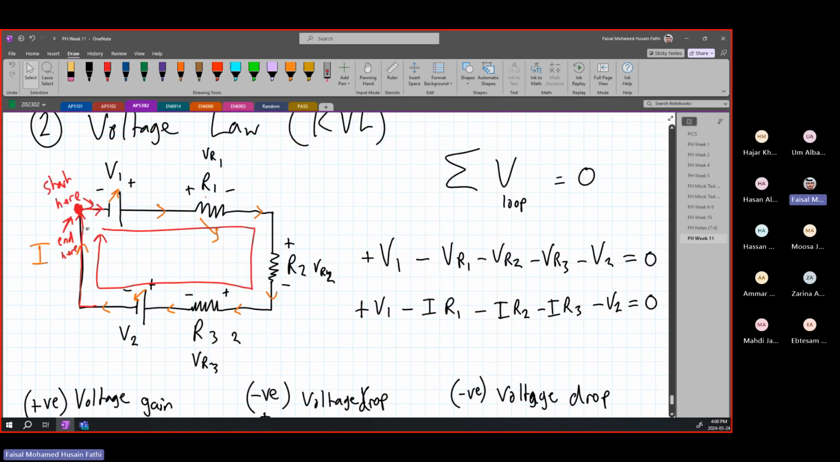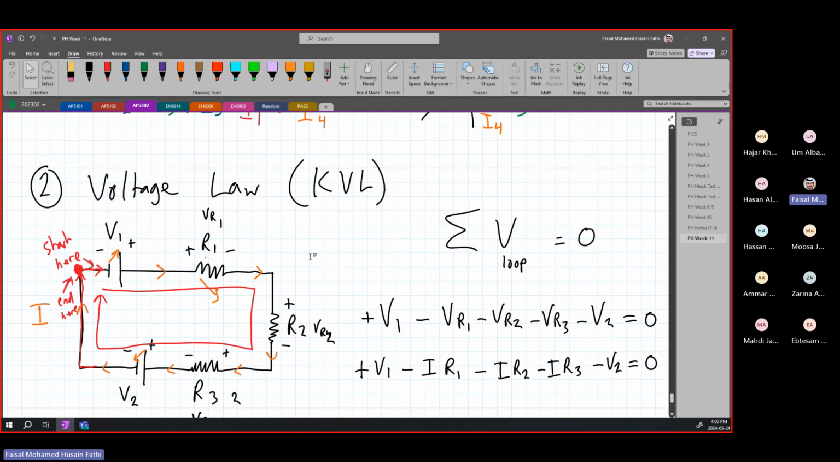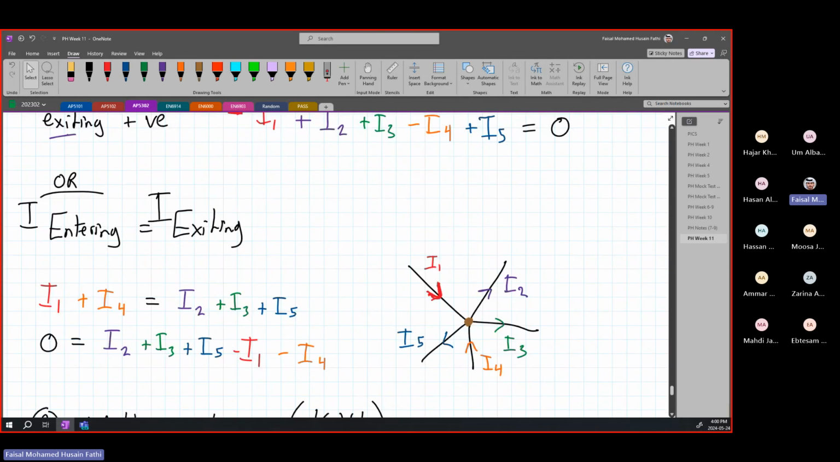All right. And then you're just going to start at a specific point and follow a loop. I'm going to do some examples in the mock test tomorrow about all of this. So don't worry, we're going to cover a lot of examples. This is just the idea of how you apply them in general.